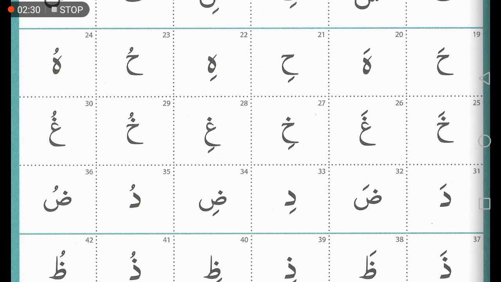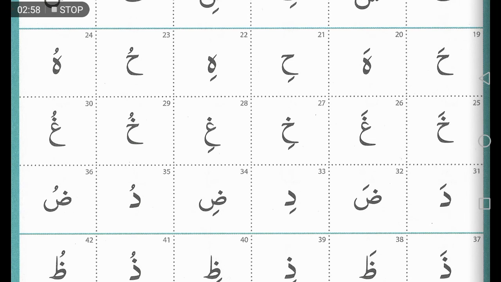Box number 31, dal, and box number 32, dad. The makhraj is different, they look different, but they sound similar. The dad is full mouth, dal is empty mouth. So let's go across. Da, da, di, di, du, du.